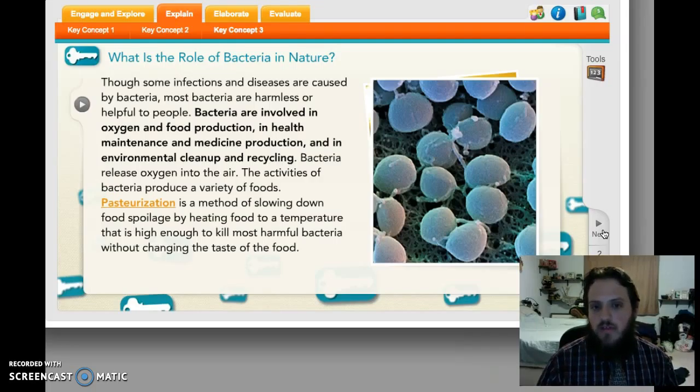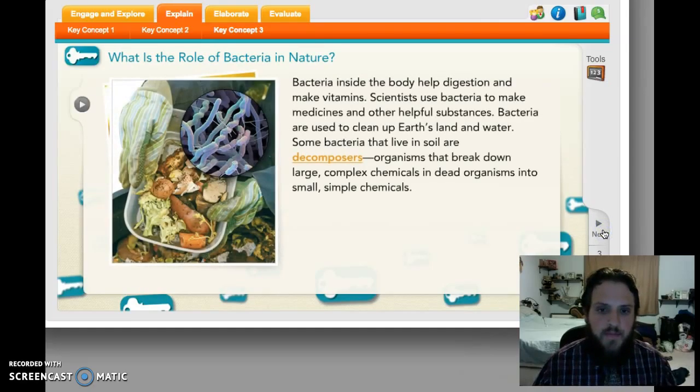Pasteurization is a method we use to keep milk good a lot longer. You slowly heat food to a temperature high enough to kill the bacteria, but not high enough to mess up the food. And after you do that, you can seal that food with not a lot of bacteria in it, and it will last a lot longer.